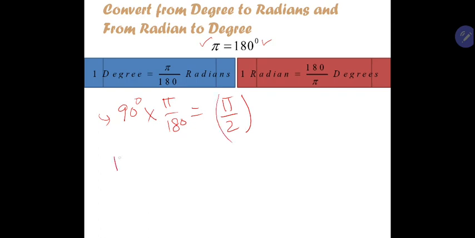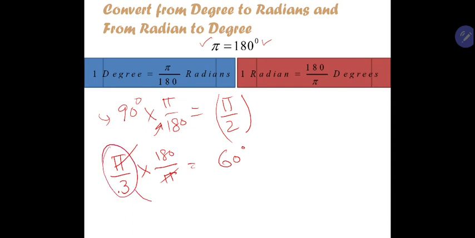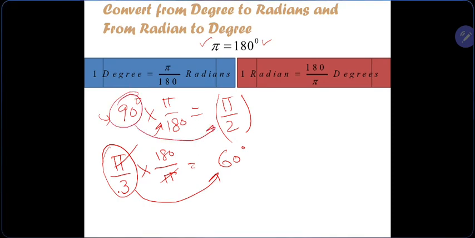Similarly, if you have anything in radians, for example pi over 3, and I want you to convert this into degrees, all you need to do is multiply it with the reciprocal of this, which is 180 divided by pi. Now pi cancels out with pi, and 180 divided by 3 gives you 60 degrees. So which means pi over 3 radians is actually 60 degrees, and 90 degrees is actually equal to pi over 2.